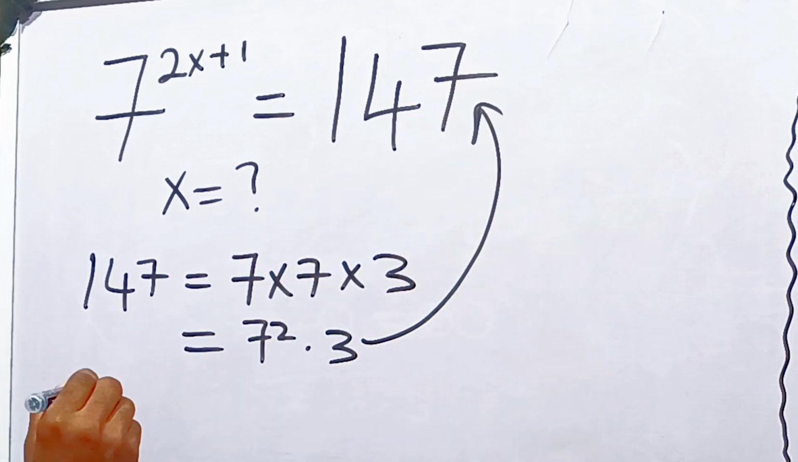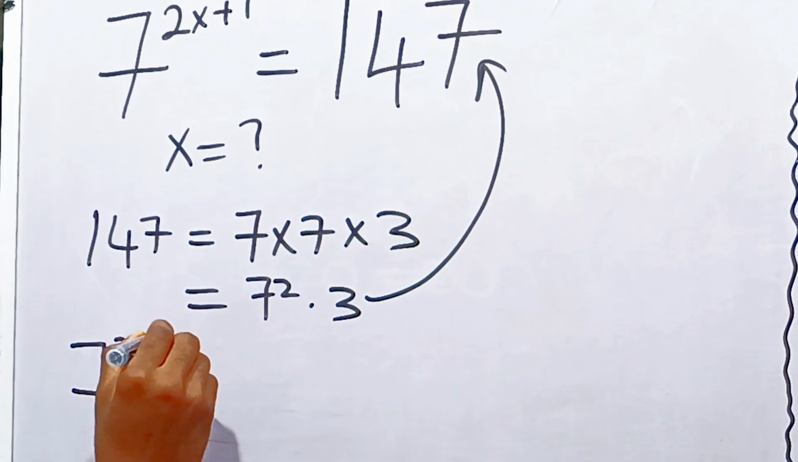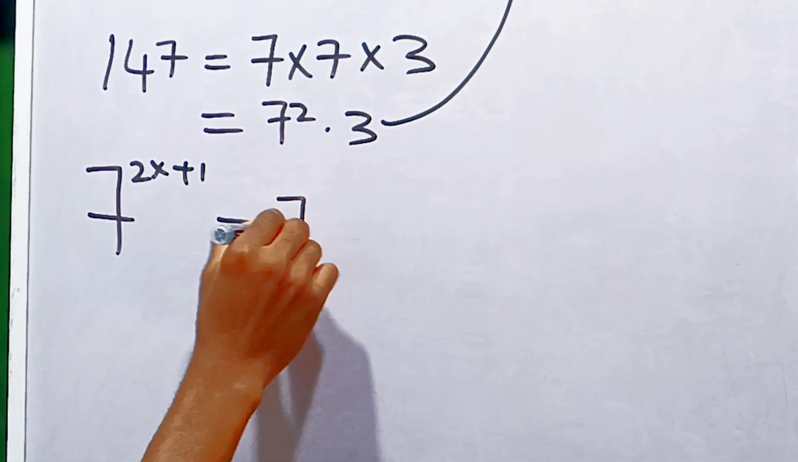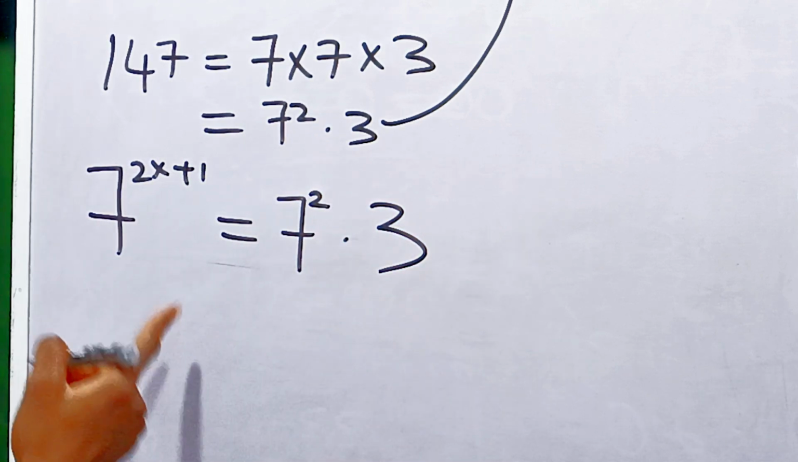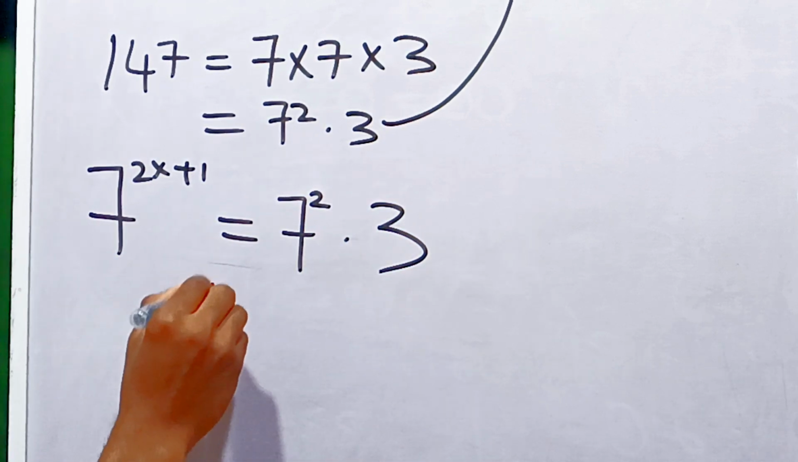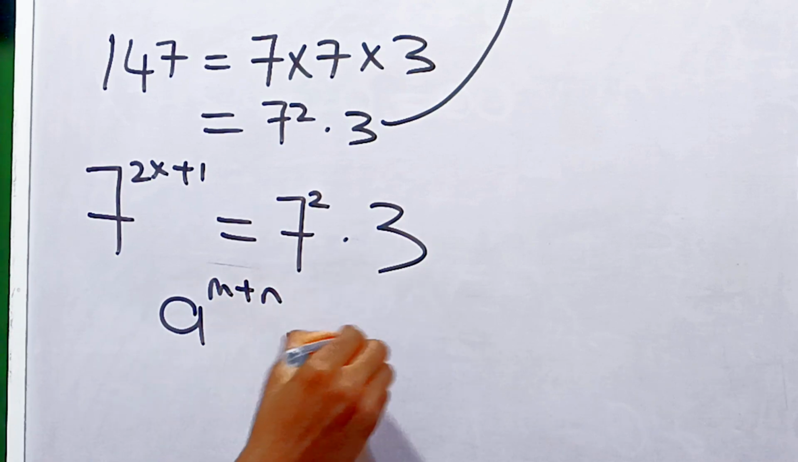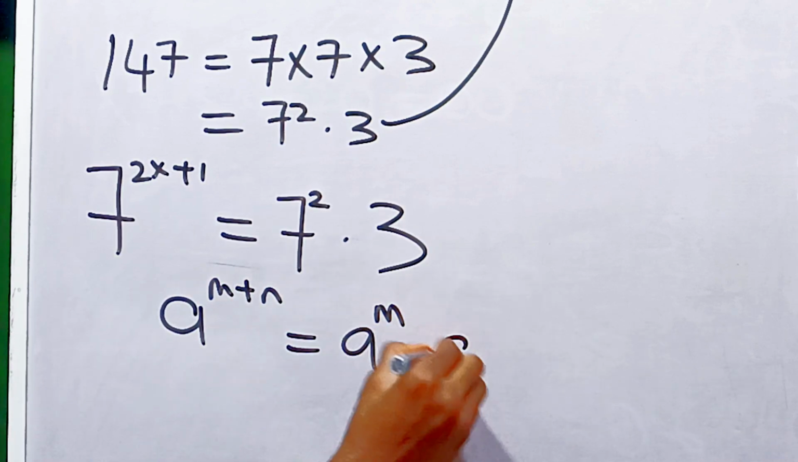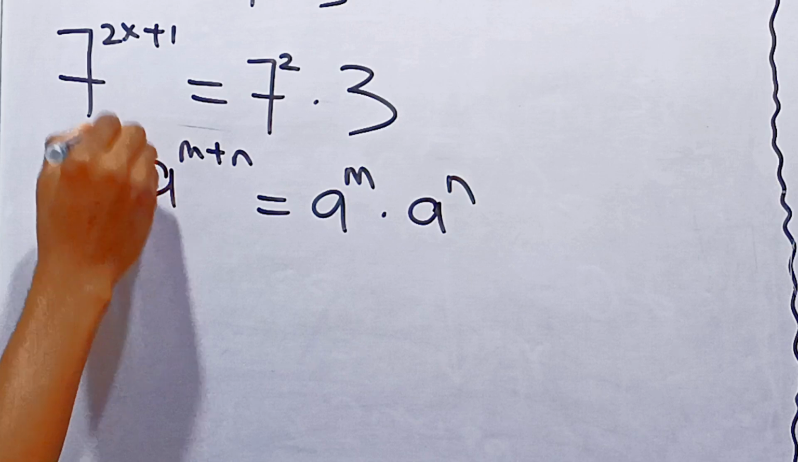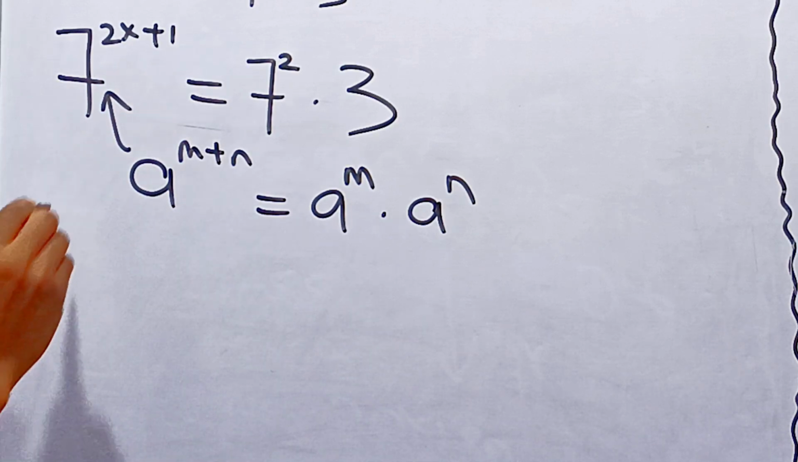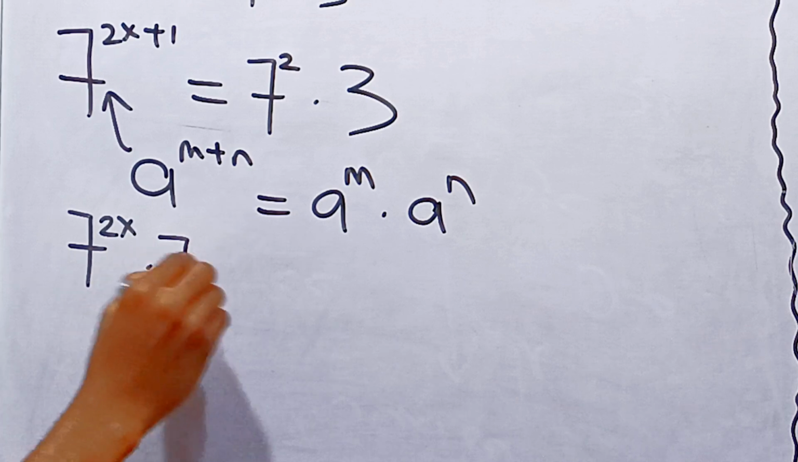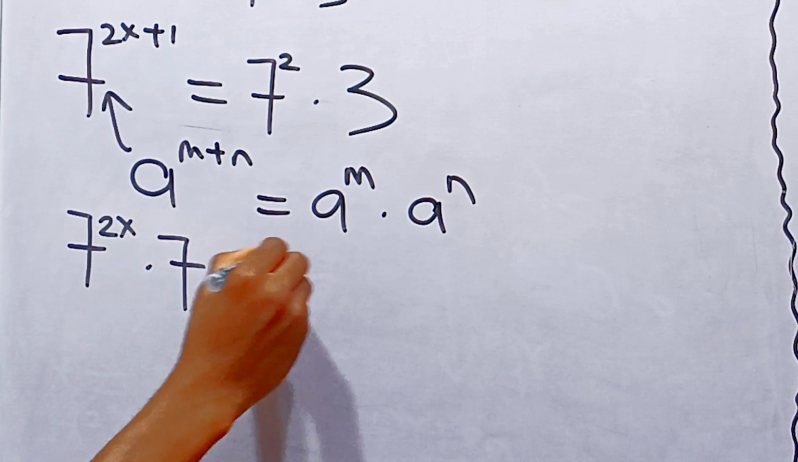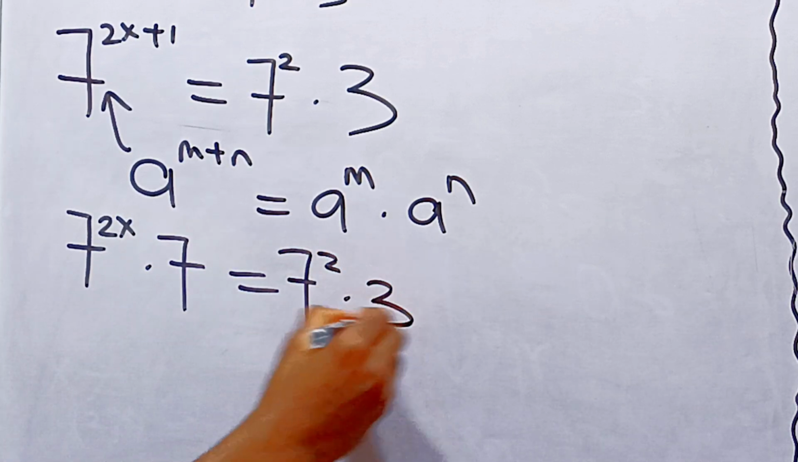So we have that 7 raised to the power 2x plus 1 is equal to 7 squared multiplied by 3. Now, we can also state something here, that when we have a raised to the power m plus n, it's equal to a raised to the power m multiplied by a raised to the power n. Applying this law on the left hand side of this equation, we have 7 raised to the power 2x multiplied by 7 raised to the power 1, which is 7, is equal to 7 squared multiplied by 3.